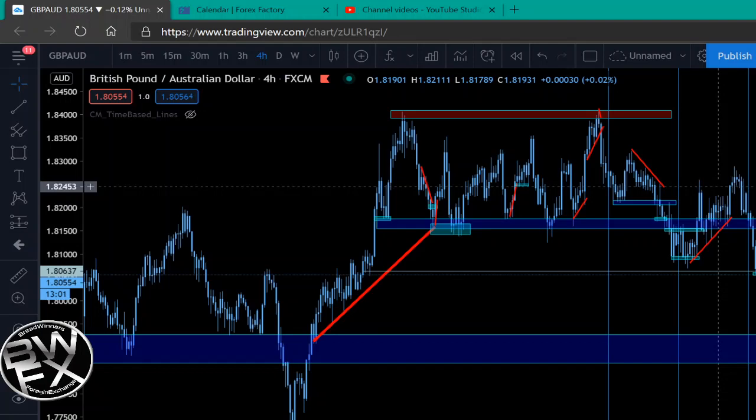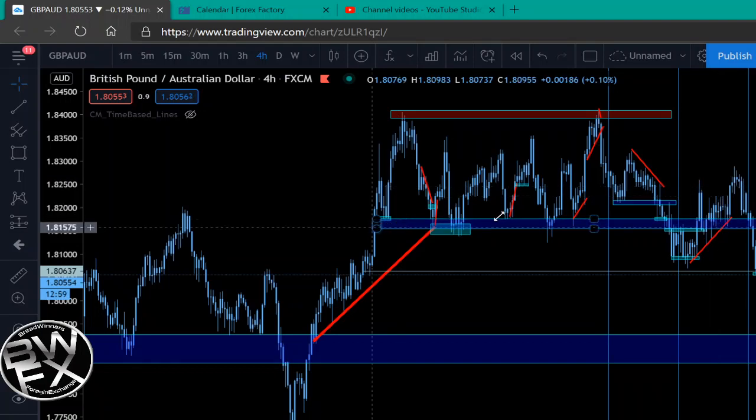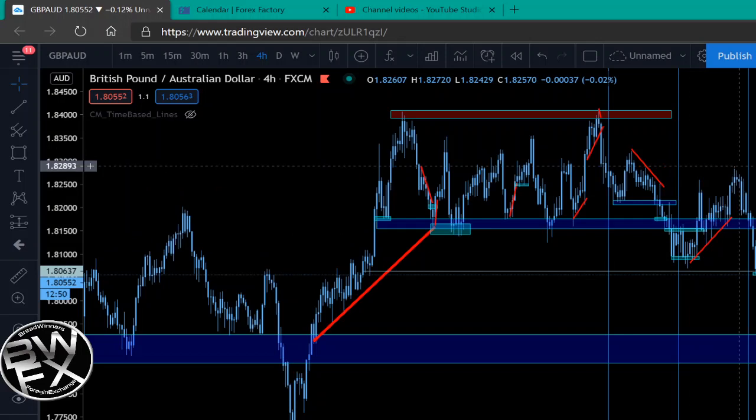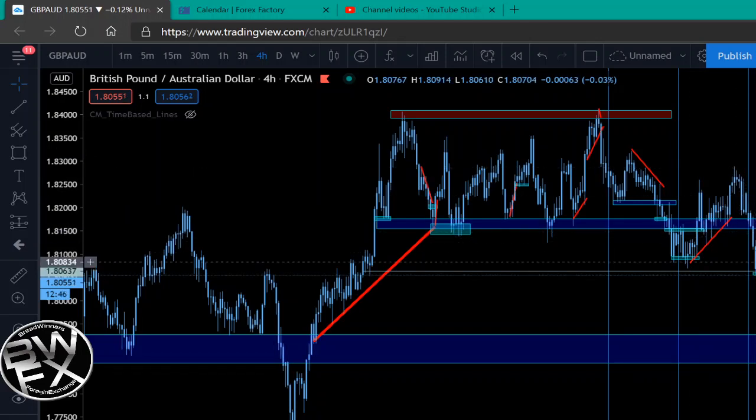Exactly. So GBP pairs. Okay, we were in this buy all week. It's been holding this area right here for the past couple weeks, and we finally got a break. Then we break back into this area, then we got a break again in this area. So right now, I'm looking for more continuation down.